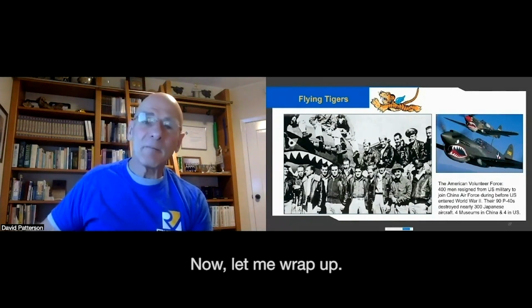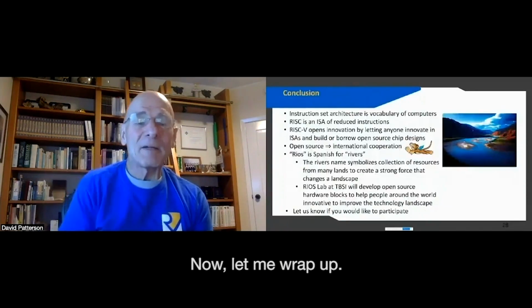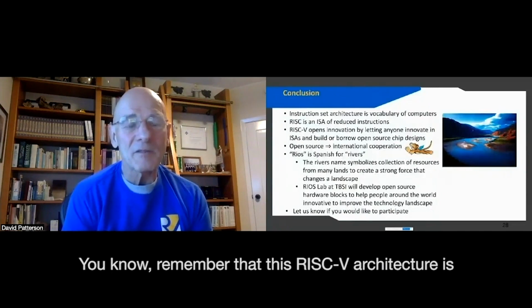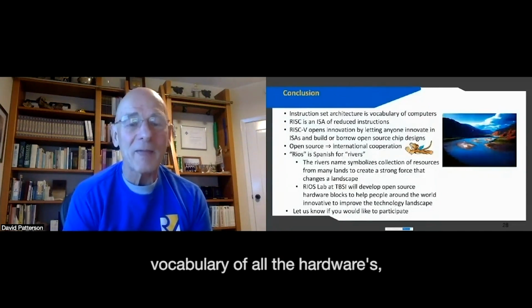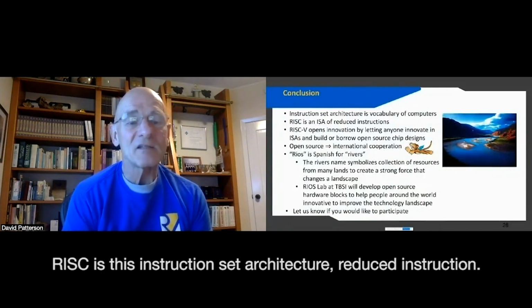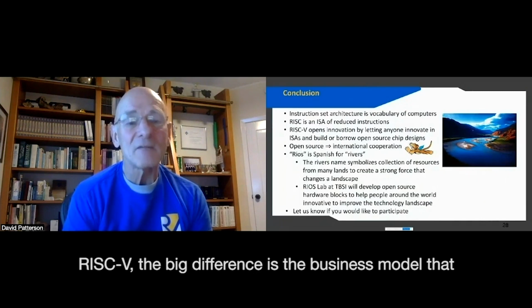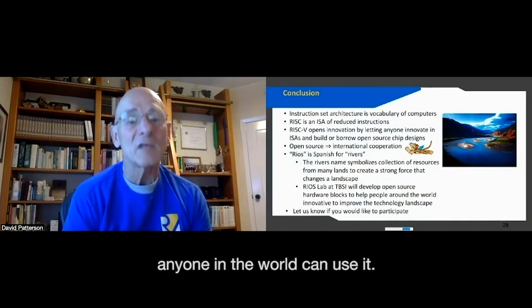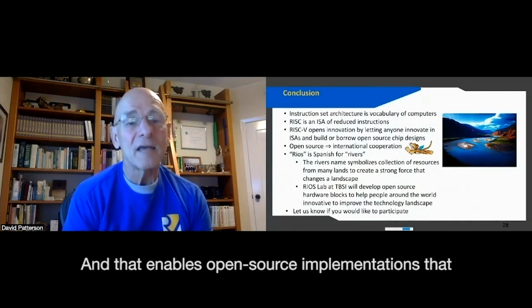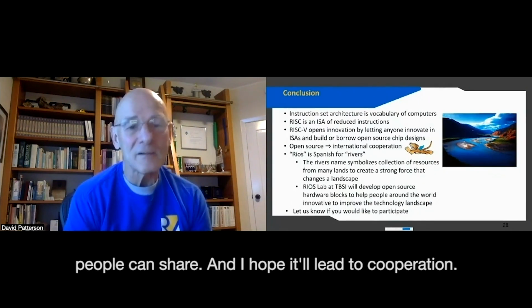Now, let me wrap up. Remember that this instruction-set architecture is this vocabulary of all the hardware. It's the most important interface. RISC is this instruction-set architecture, reduced instruction. RISC-V, the big difference is the business model that anyone in the world can use it, and that enables open source implementations that people can share, and I hope will lead to collaboration.